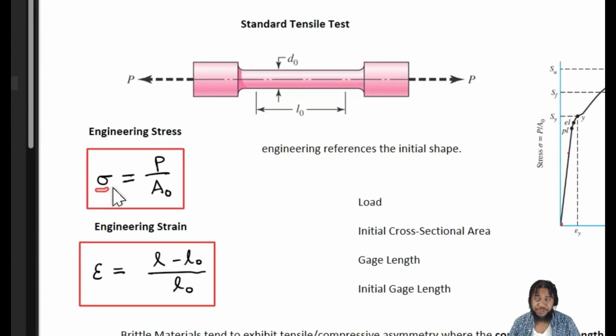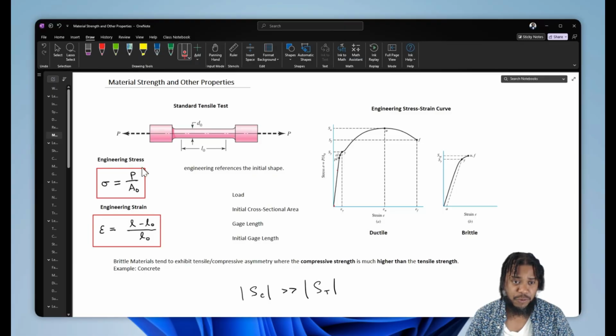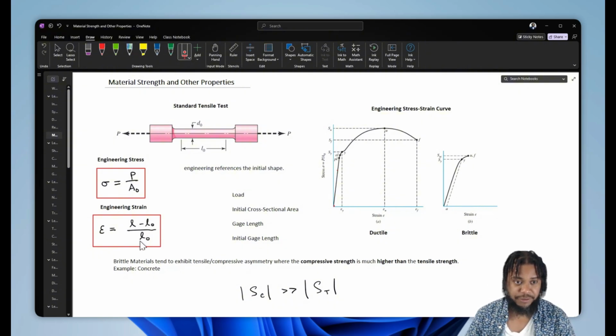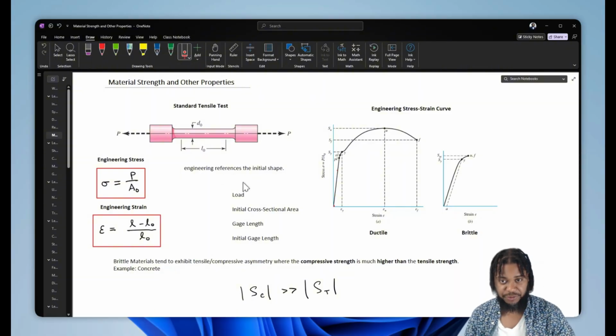Engineering stress, or sigma, is equal to the force applied to the body divided by its initial cross-sectional area. Engineering strain is equal to the change in length, so the current length minus the initial length, divided by the initial length. In both cases, our reference frame, whether it's the area or length, is with respect to the initial shape of our geometry.